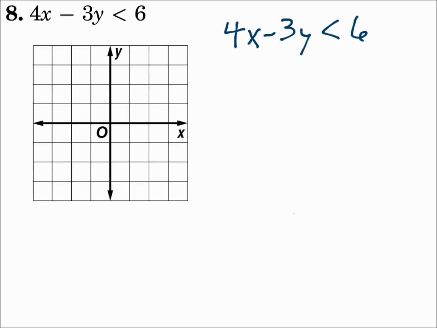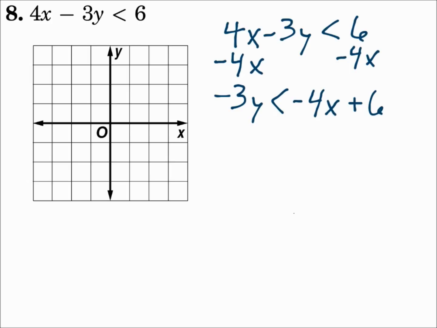Number 8. 4x minus 3y is less than 6. First solve for y. That 4x needs to move. It will add or subtract, and since it's a positive 4x, we'll subtract it from both sides. 4x minus 4x is 0, so 0 minus 3y is negative 3y. Instead of saying 6 minus 4x, we will say negative 4x plus 6, because we want the x's first, so it can be in slope-intercept form.